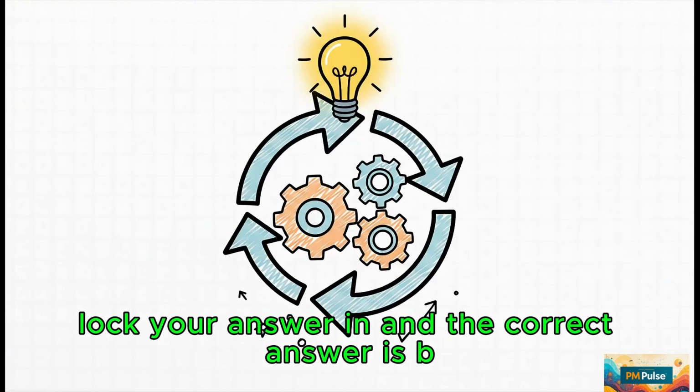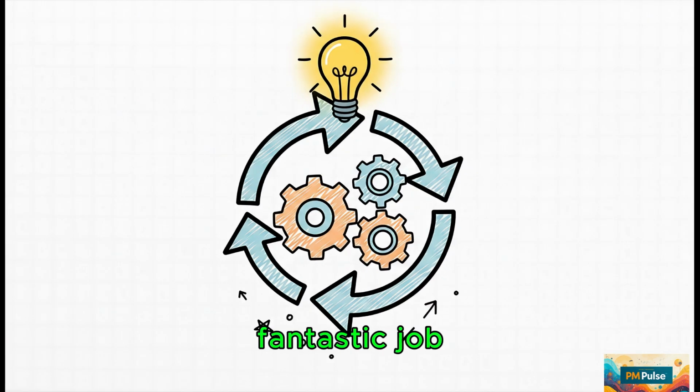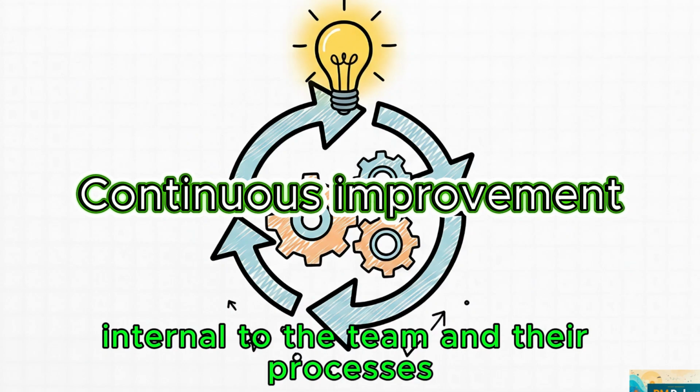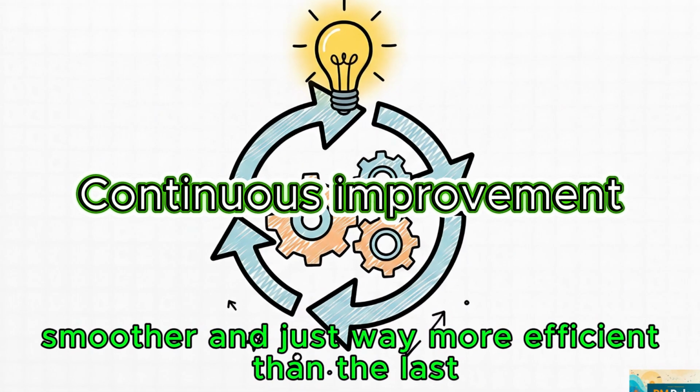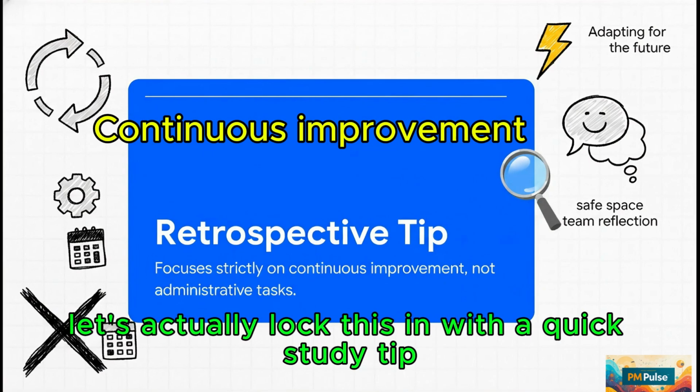And the correct answer is B, continuous improvement. If you picked B, fantastic job. The primary focus of a retrospective is entirely internal to the team and their processes, basically ensuring that the next iteration is better, smoother, and just way more efficient than the last. Let's actually lock this in with a quick study tip.